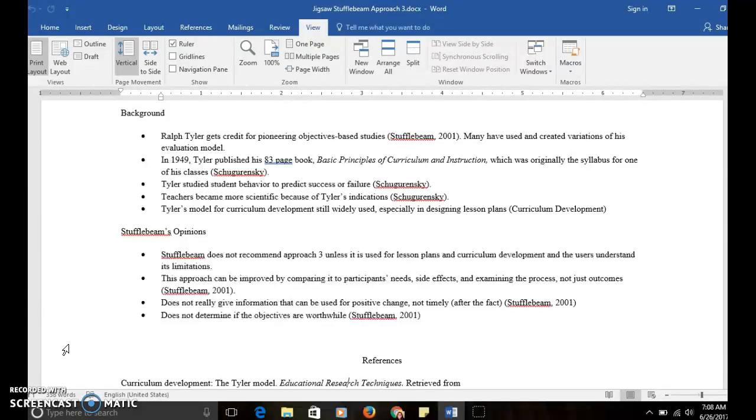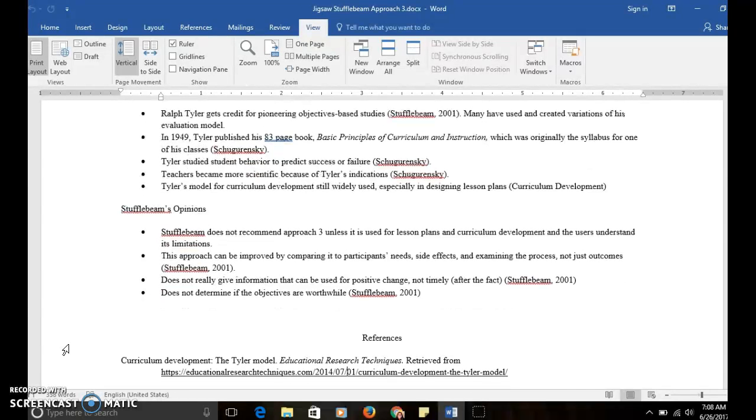It also doesn't determine if the objectives are worthwhile. So there's no judgment really attached. Did we do it or not? So that's pretty much it.